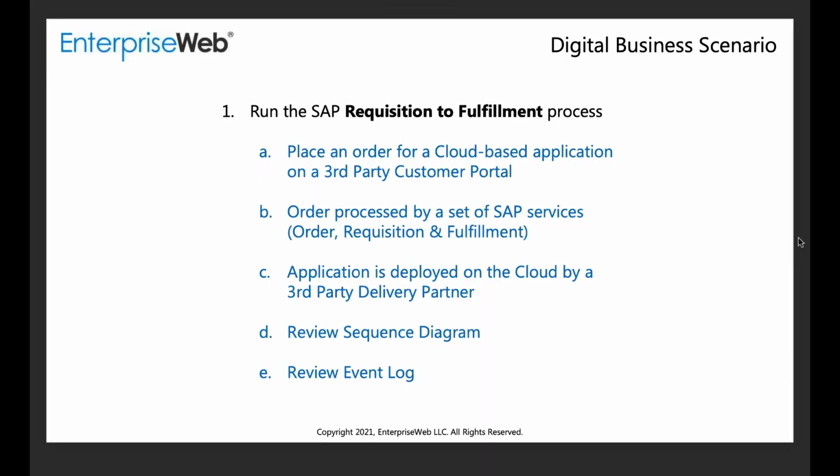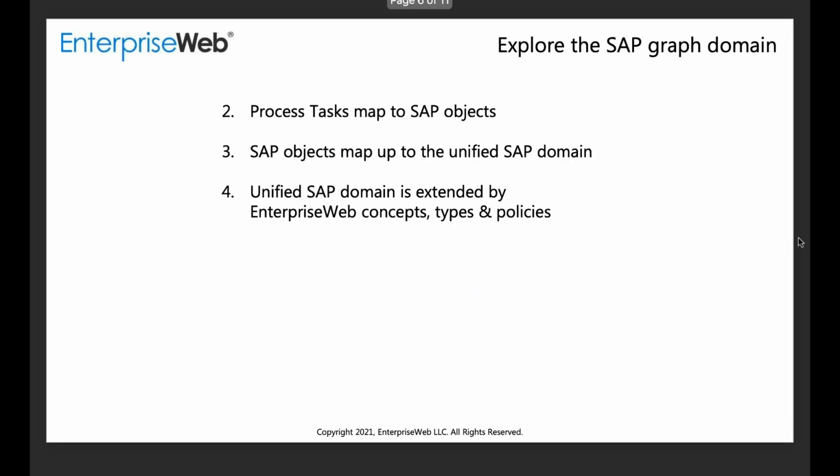Okay, so now I'm going to transition into the second half of the demo. What we're going to do is take one of those tasks that you saw in the original process map, and drill into it and show how we can walk from the metadata that describes that task up to the connected SAP objects, from those connected SAP objects up to the SAP domain, and then finally how we extend that domain with Enterprise Web concepts, types, and policies to make this a fully programmable graph, and really how we're able to make all of the no-code integration and implementation you saw earlier possible.